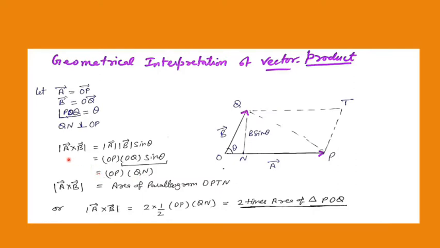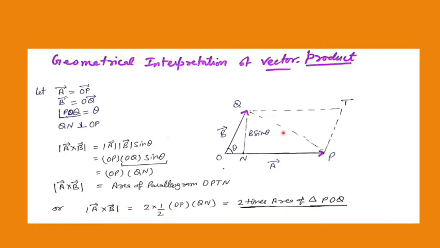So I am getting magnitude of A cross B equal to OP into QN. Now OP is A vector of course, and QN is B sin theta. So this is equal to AB sin theta. And this is actually what? This OP into QN gives you the area of the parallelogram OQTP. So it means this knowledge of finding the cross product of these two vectors which are forming the adjacent sides of the parallelogram gives me the area of that parallelogram. This is one thing which you have to keep in your mind.